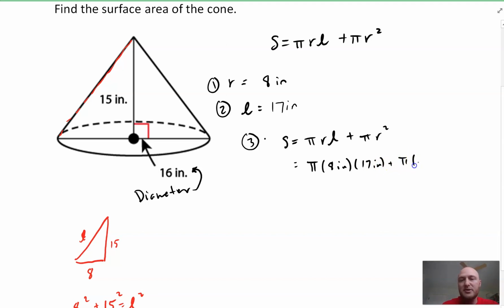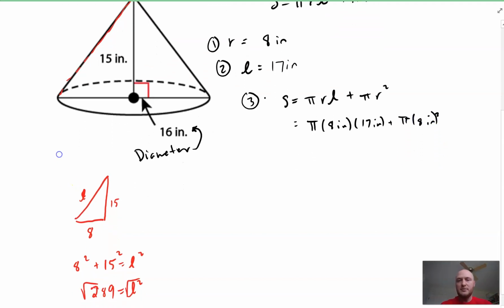plus pi times the radius squared, 8 inches squared. So I'll multiply 8 and 17, which will give us 136 pi square inches plus 64 pi square inches. And we can add those together, and we get 200 pi inches squared.